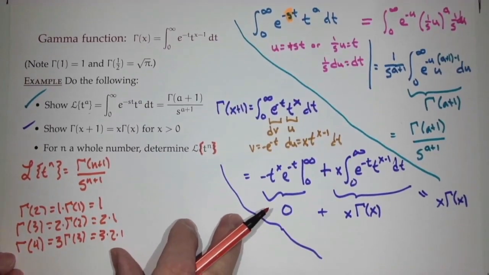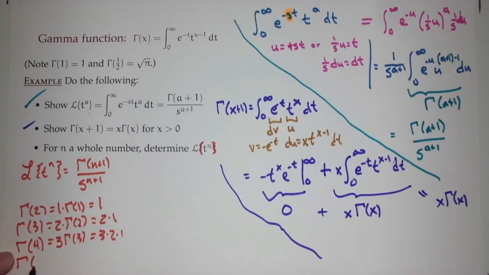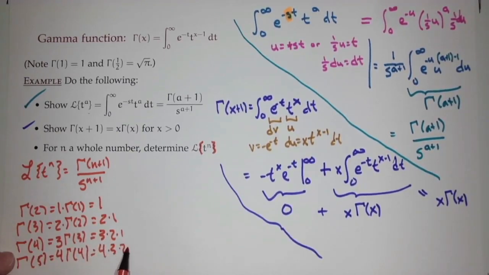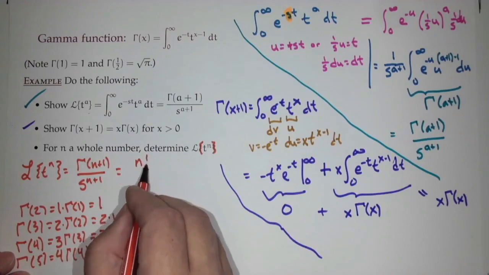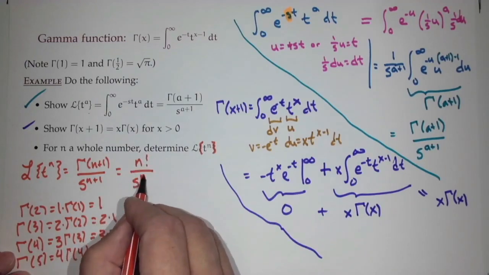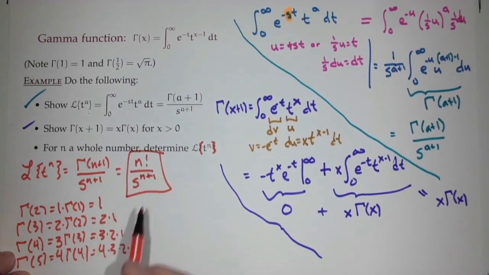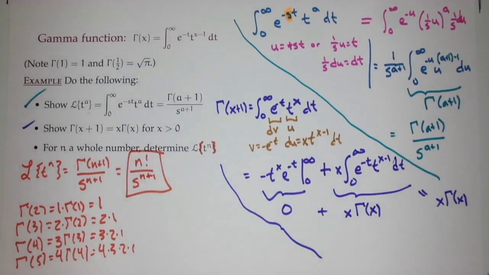All right, there's a suspicious thing growing here. Gamma of 5 is 4 times gamma of 4, so 4 times 3 times 2 times 1. What do you see here? Factorials. So gamma of n plus 1 is what? It'll be n factorial. And so that's what happens for t to the n.